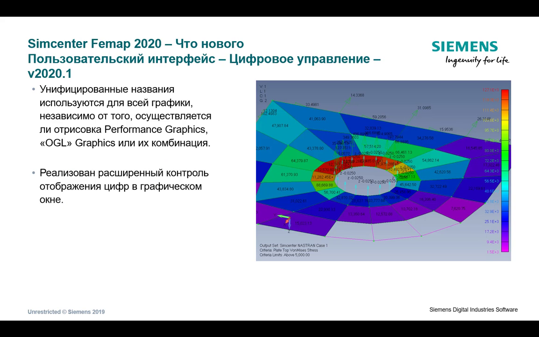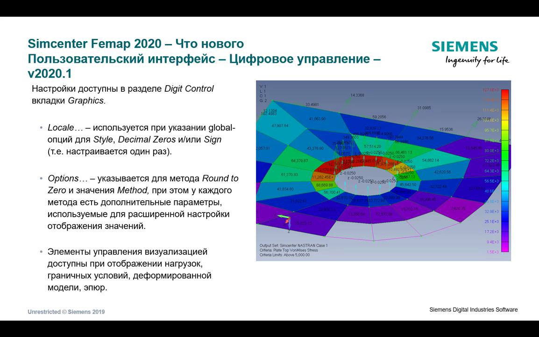Another thing was the way digits are shown. The control of digits displayed in the graphics window was updated for version 2020.1. Performance graphics did it one way, OGL or OpenGL graphics did it another way. So when you are looking at a combination of both on the screen, the two different digits could appear slightly differently. So this was all unified into one set of controls in 2020.1.